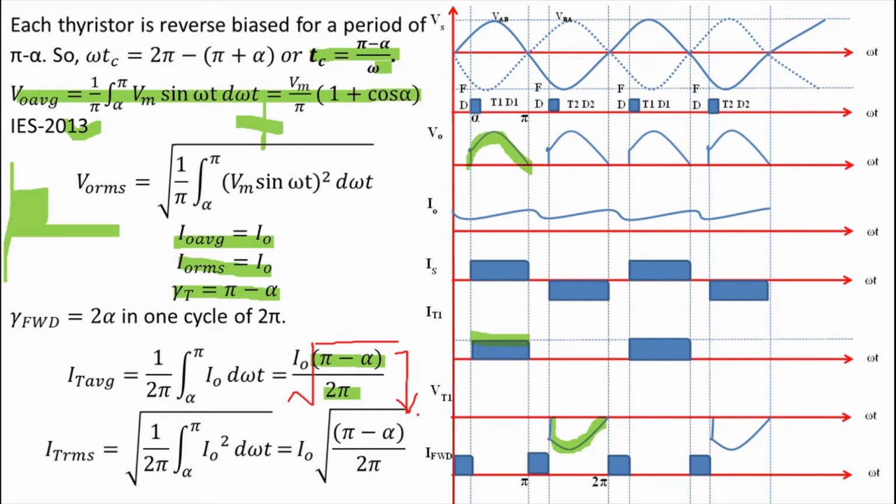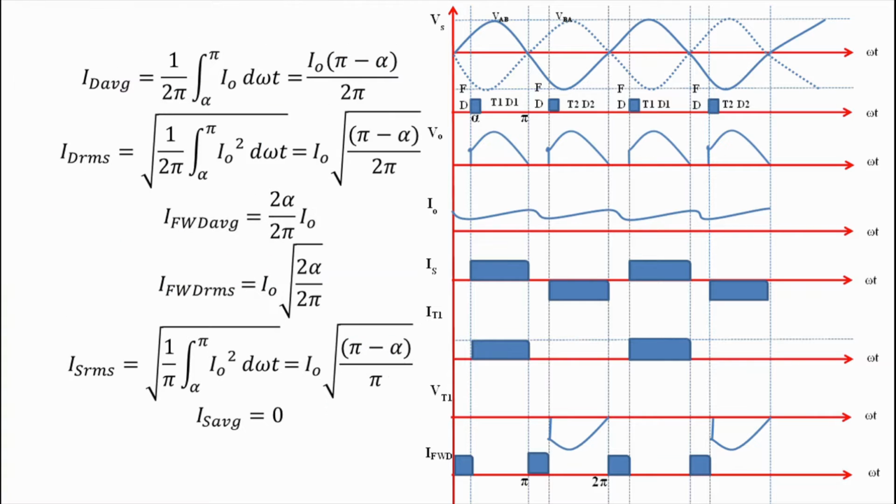Similarly, diode current, we see from the waveform, diode conducts from alpha to pi, and time period of diode current is 2 pi. So we can write average value of diode current as (pi minus alpha) upon 2 pi into I naught. For RMS value of diode current, simply take under root of this (pi minus alpha) upon 2 pi in average. So RMS value of diode current is under root of (pi minus alpha) upon 2 pi into I naught.